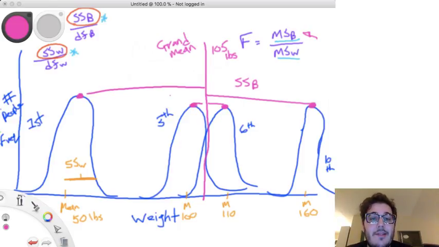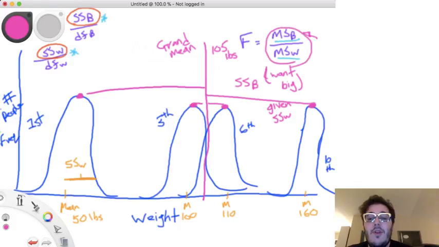So what you want is for the sums of square between to be big, given your sums of square within. That's what this is. You know that a big F, like an F of 10 or 20 or 30, is typically a significant finding. If you have an F of 10, it's saying that your mean square between is 10 times bigger than your mean square within. That's what the fraction is telling you.